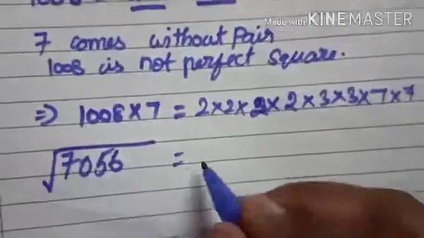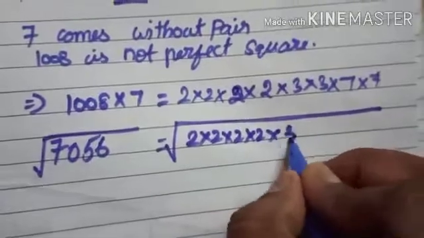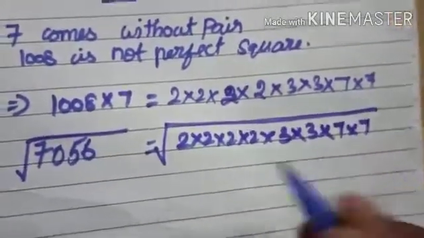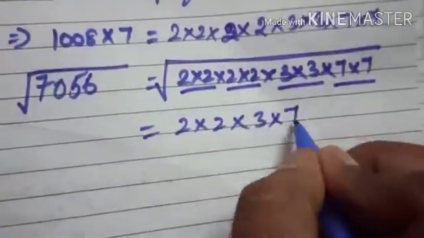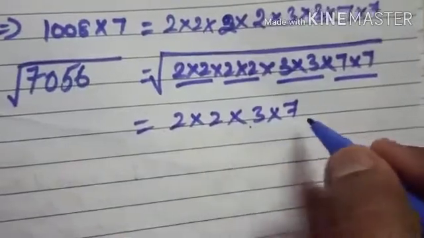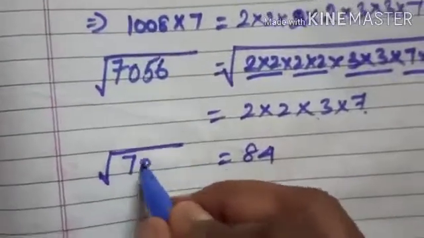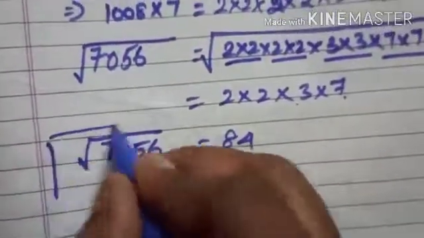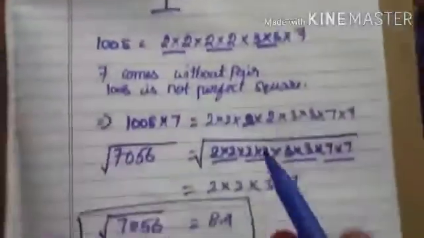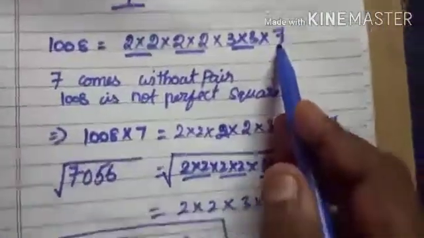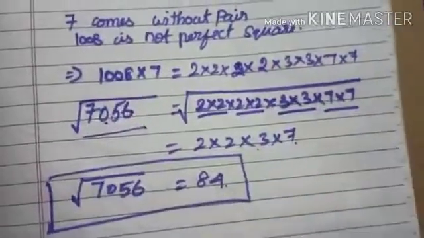You take the square root: 2 into 2, 2 into 2, 3 into 3, 7 into 7. Now you take a pair and take it out: 2 into 2 into 3 into 7. 2 2s are 4, 4 3s are 12, 12 7s are 84. So the square root of 7056 is equal to 84. The given number is 1008. It is not a perfect square because 7 doesn't have a pair. So you get a new number 7056, and the square root of the new number is 84.